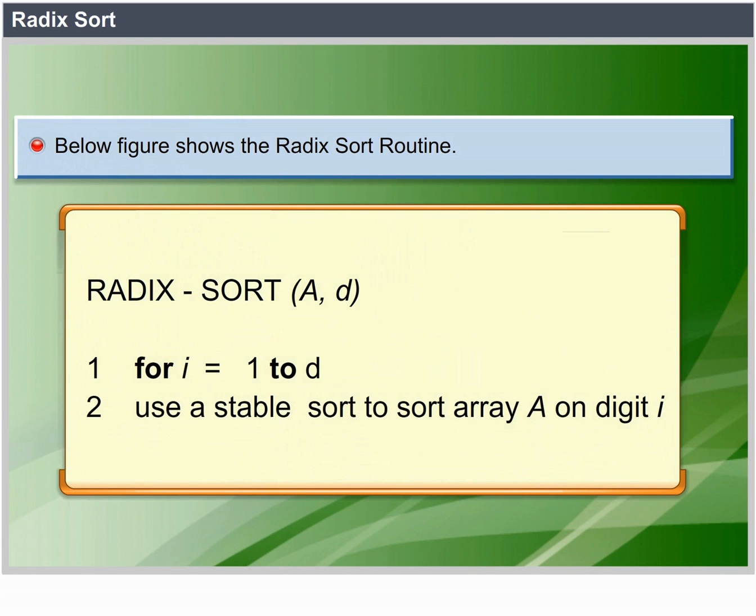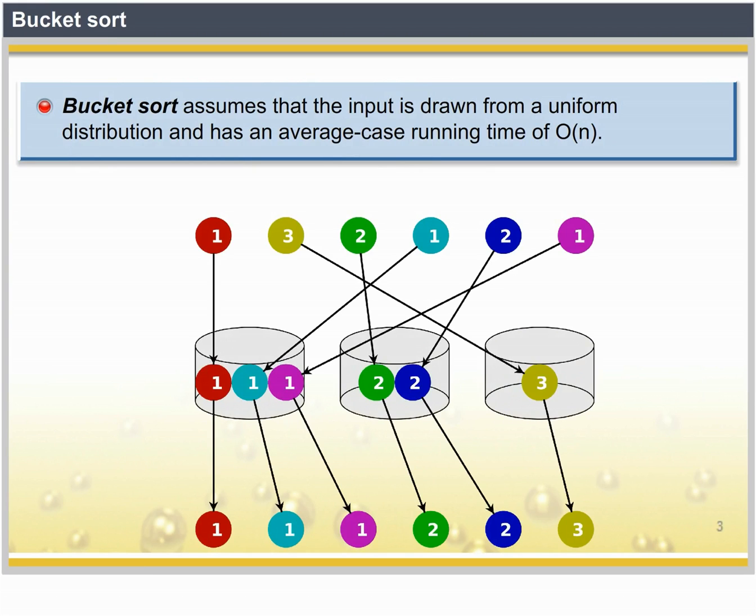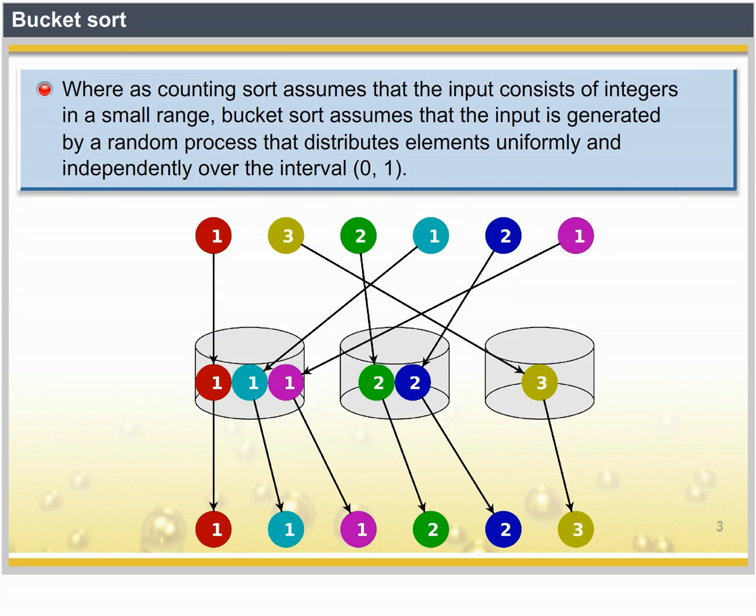Bucket sort. Bucket sort assumes that the input is drawn from a uniform distribution and has an average case running time of big O of n. Like counting sort, bucket sort is fast because it assumes something about the input, whereas counting sort assumes that the input consists of integers in a small range.